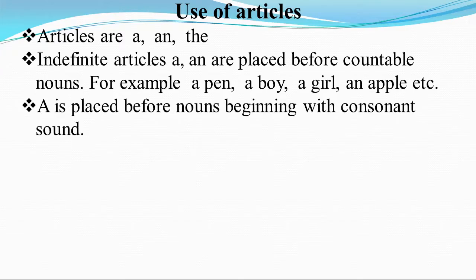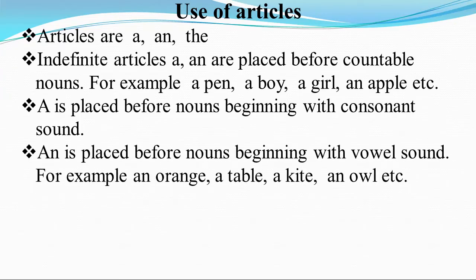Okay, and a is placed before nouns beginning with a consonant sound, and an before nouns beginning with a vowel sound. For example, an orange, a table, a kite, an owl, etc.